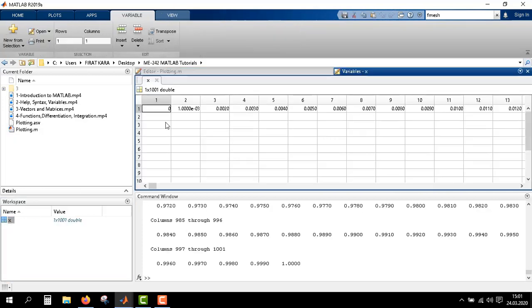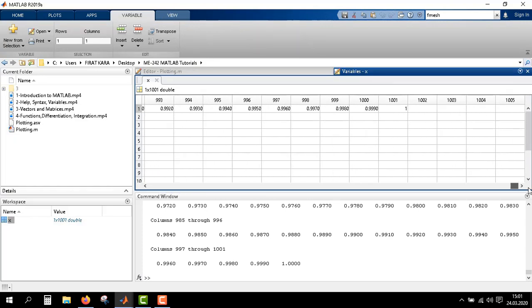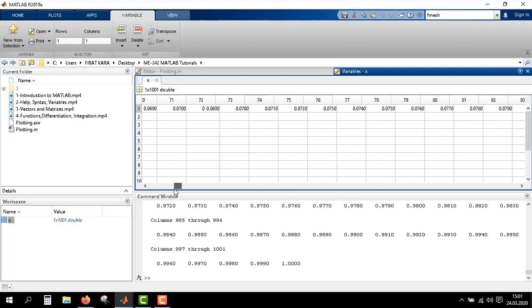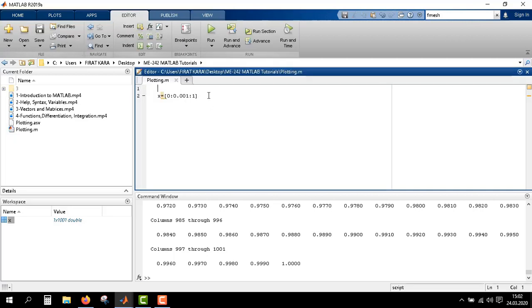And as you see, we created a vector with equally spaced elements from 0 to 1 with the increase rate of 0.001. I do that because I want to plot a function with respect to all elements of the x vector.